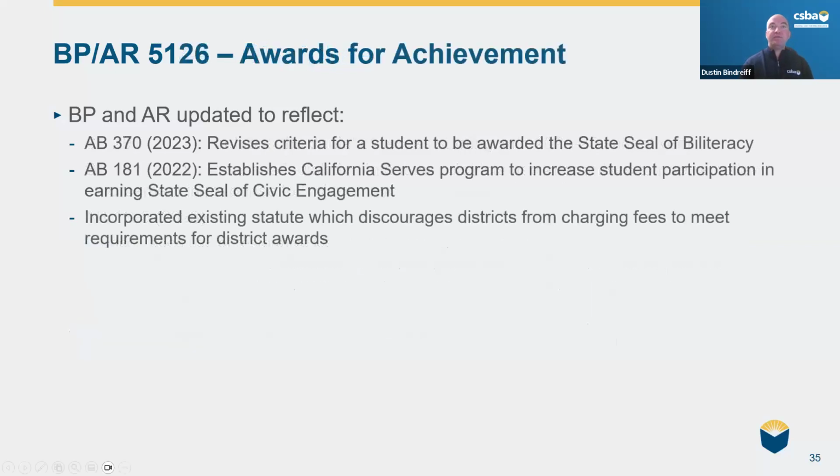BP and AR 5126, Awards for Achievement, was updated to reflect a couple new policies. Assembly Bill 370 revises the criteria for a student to be awarded the state seal of biliteracy. Additionally, Assembly Bill 181 established the California SERVES program to increase student participation in earning the state seal of civic engagement. Finally, we also incorporated existing statutes which discourage districts from charging fees to meet the requirements for district awards. Next slide, please.